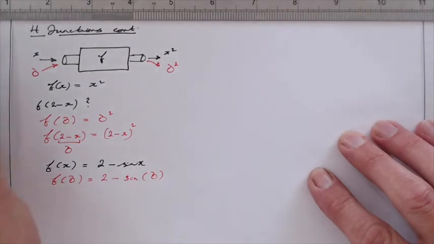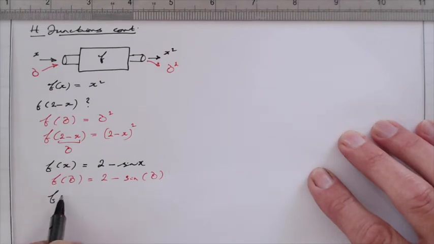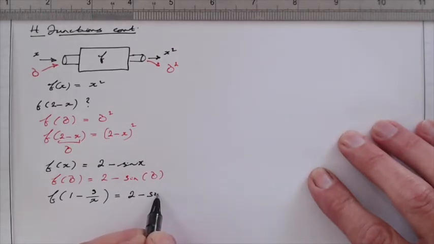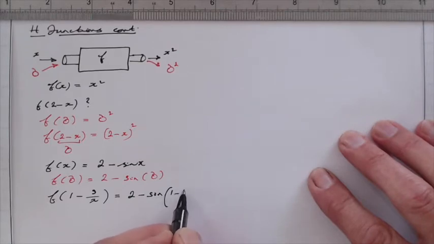And then if you had a question, what is f of, let's say, 1 minus 3 over x, which looks rather ugly, then, okay, this is the thing that we're interpreting as our apple symbol. And so this would equal 2 take away the sine of 1 minus 3 over x.